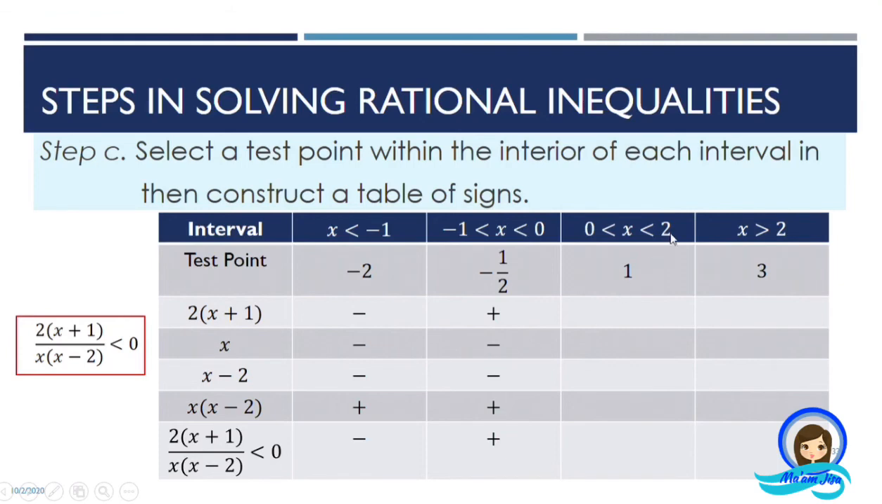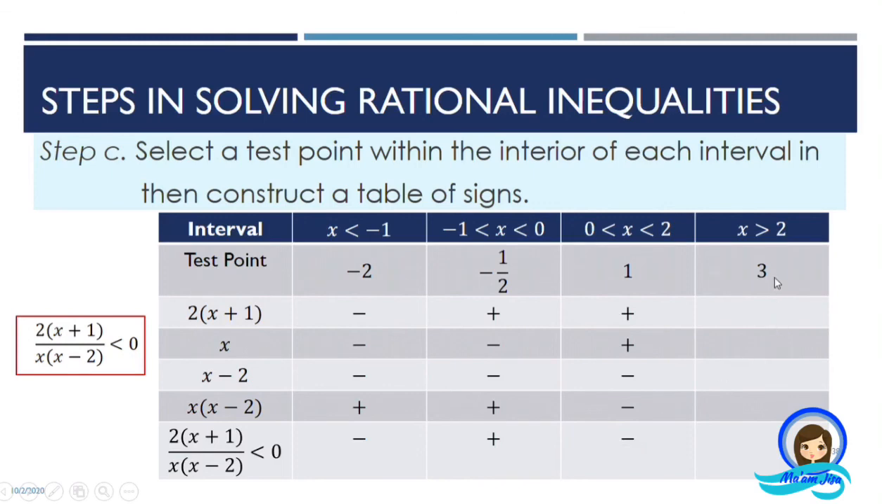Next, in our third test point, +1. So 1 plus 1 is 2. Times 2 is 4, it is positive. When x is 1, of course it is positive. 1 minus 2 is negative, so it is negative. Here, positive times negative, it's negative. And then for our sign here, positive over negative is negative.